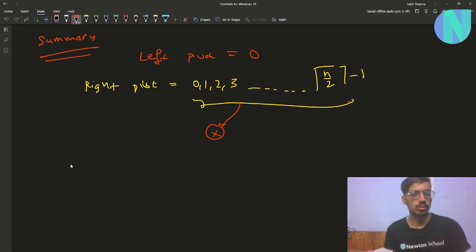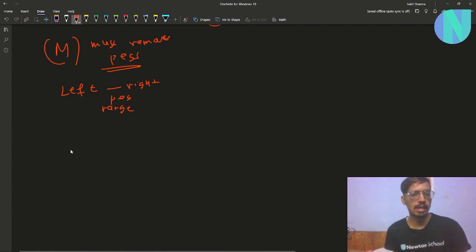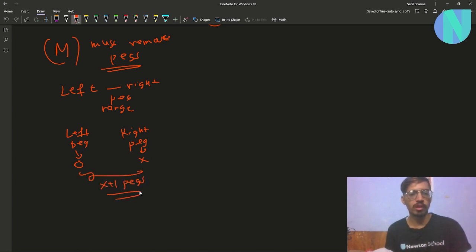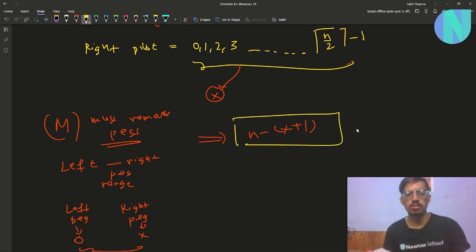So using this, I found 3 groups. One was group M. These are the must remove pegs that I must remove, right? And they must lie outside the left to right peg range. And in this case, my left peg is on 0 and my right peg is on x, right? So in total, I have x plus 1 pegs in the right to left range, right? So the pegs that are outside are n minus x plus 1. So I must remove n minus x plus 1 pegs.